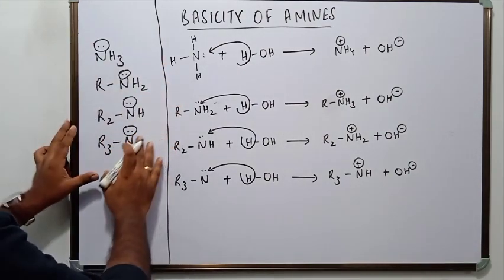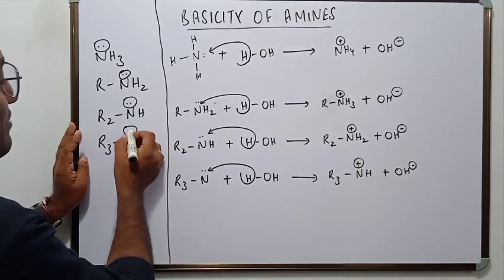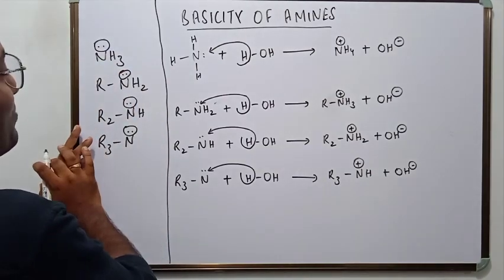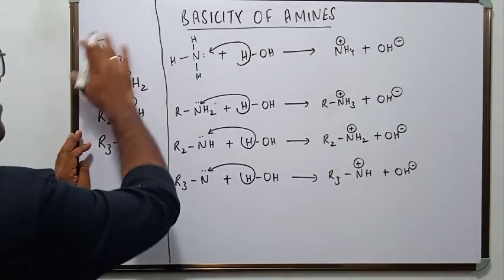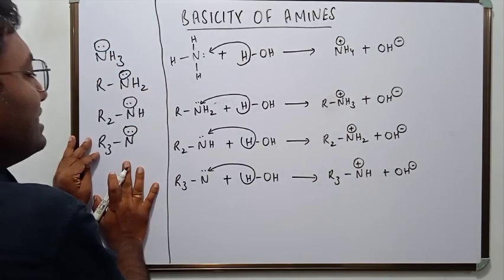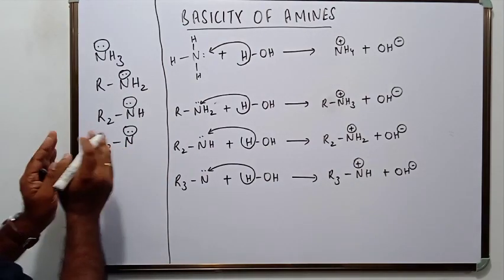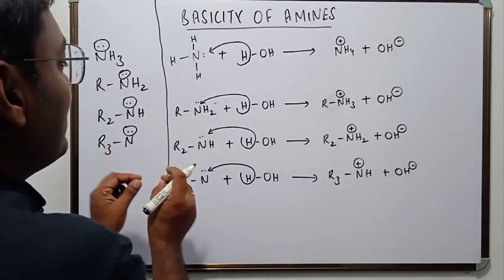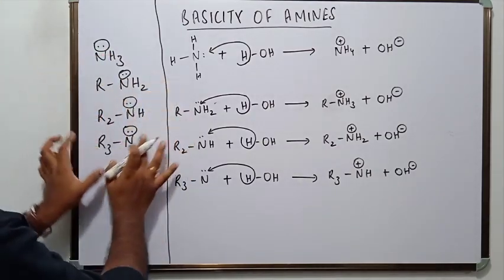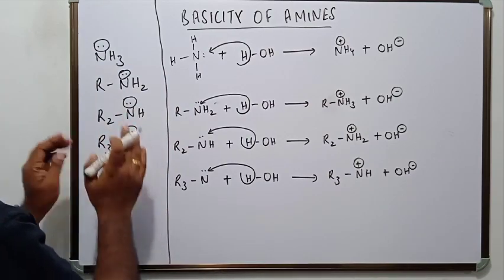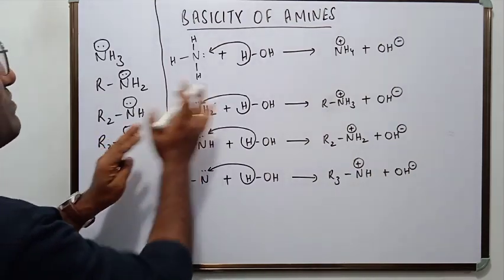If you look at these structures, all of these have nitrogen, and nitrogen has a lone pair of electrons. It is because of this lone pair of electrons that amines and ammonia are basic in nature. Let me illustrate this point very clearly by allowing it to react with water.